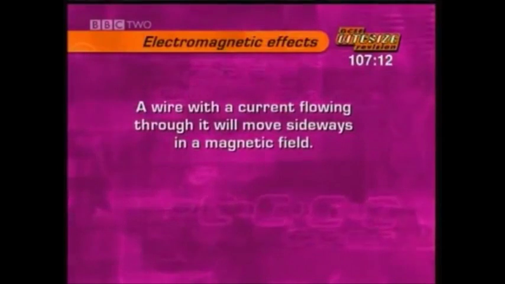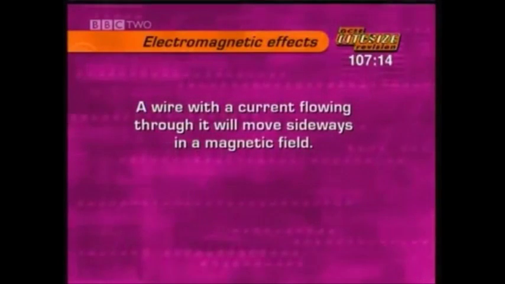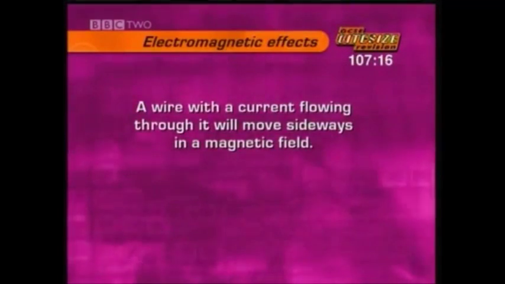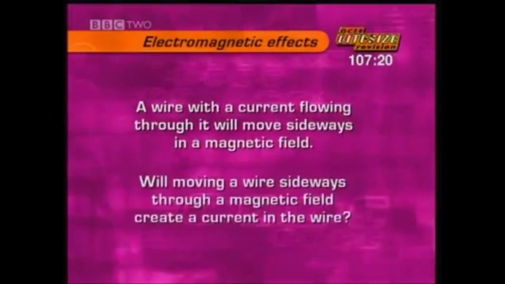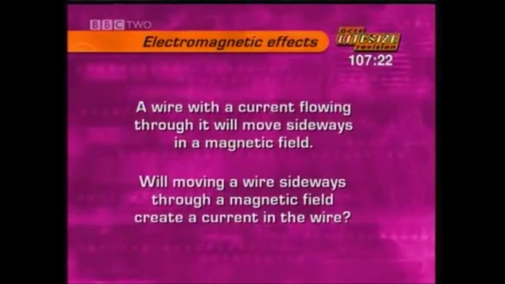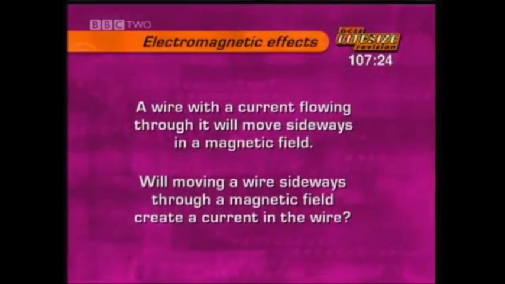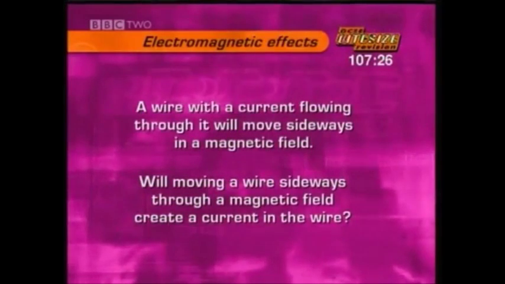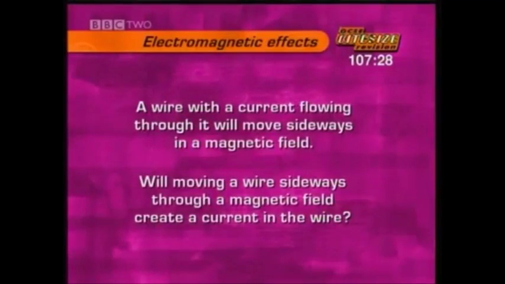Now, we saw how a wire with a current flowing in it moves sideways in a magnetic field. Can the opposite be true? Will moving a wire sideways through a magnetic field create a current in the wire? Watch the next clip and see what happens.